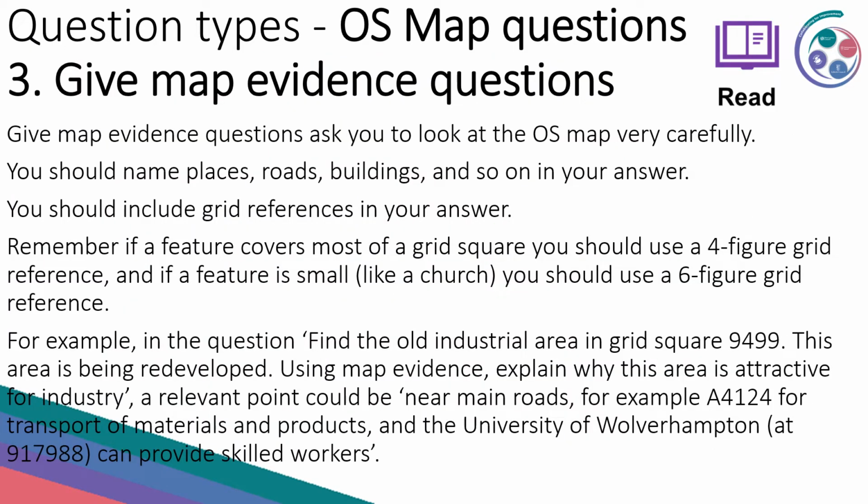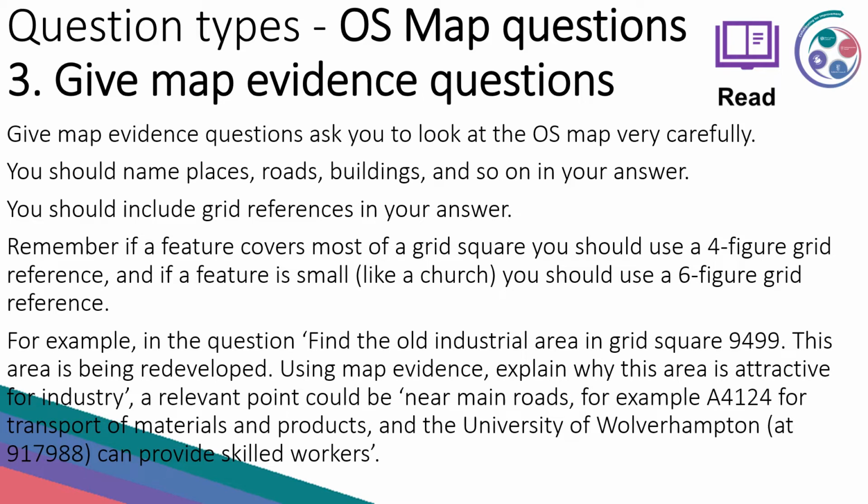So the third kind of question for OS map questions may be to give map evidence questions. Giving map evidence questions ask you to look at the OS map carefully. You can use place names, road names, buildings in your answer, but you could also include grid references in your answer, and that's quite a good idea to do so. If it covers most of the square, you can use 4 figure, but in many cases you might want to use 6 figures, particularly if it's a smaller building or feature like a church.